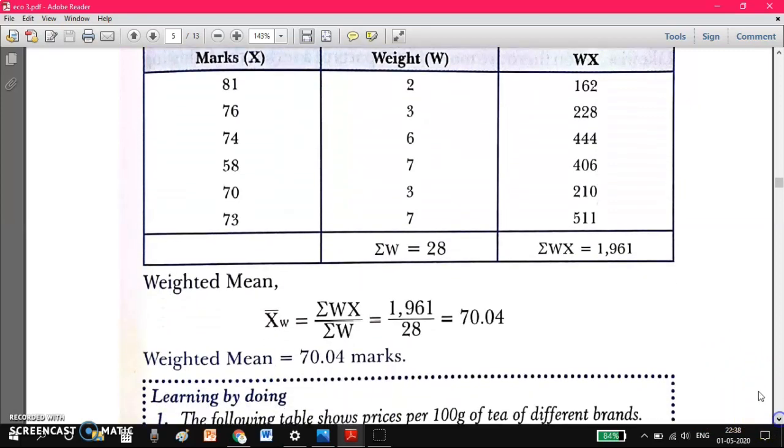Then we'll divide them. How will we divide? We'll use the direct method formula, but instead of that formula we'll write this. It's a direct method: weighted mean is equal to summation wx by summation w. We calculated w and x, after multiplying all the series we added them, so we'll divide summation wx by summation w, which is equal to 70.04. So this is very easy. This is called the direct method.